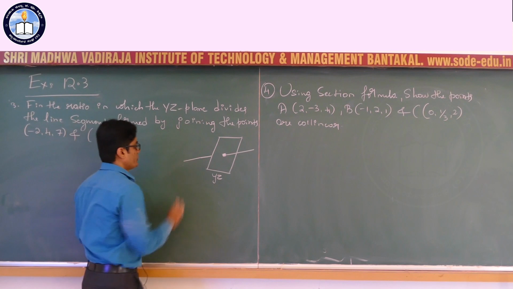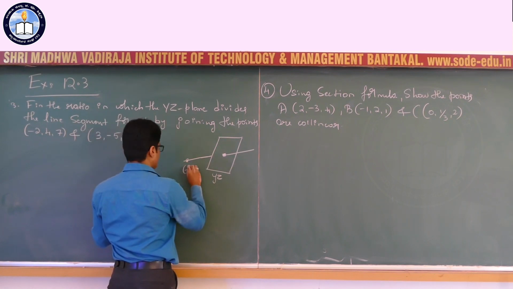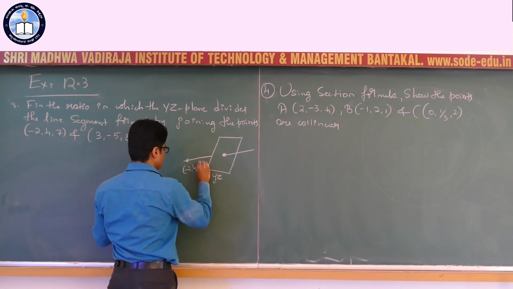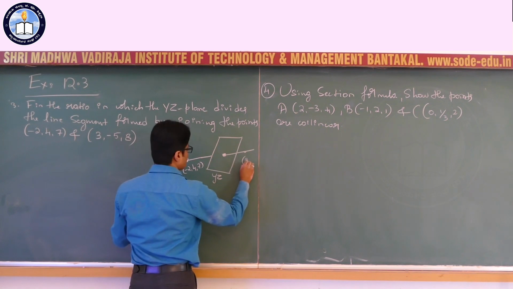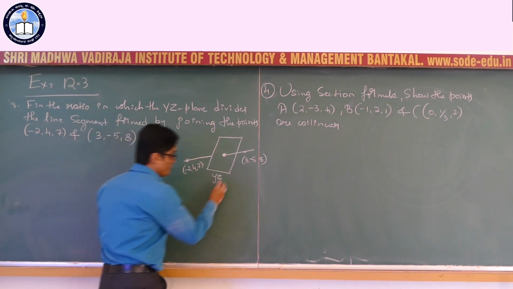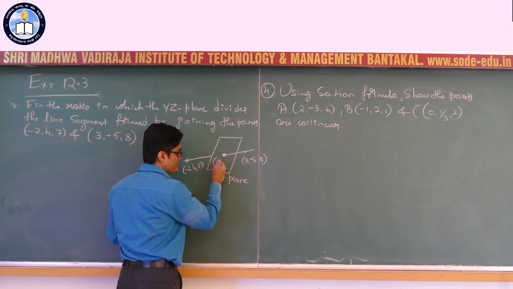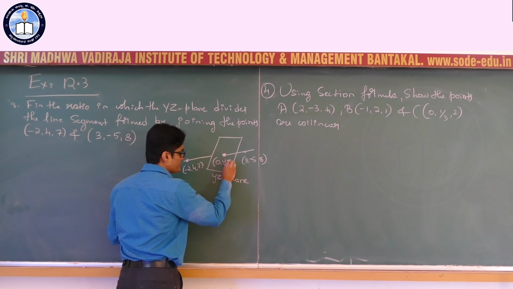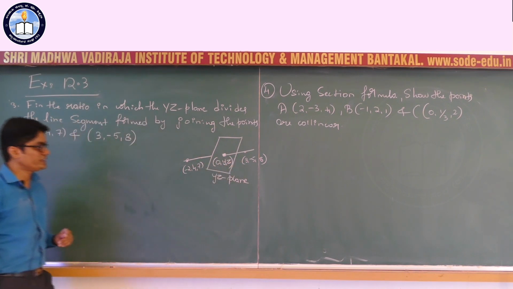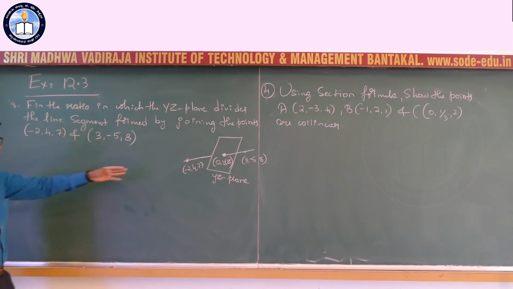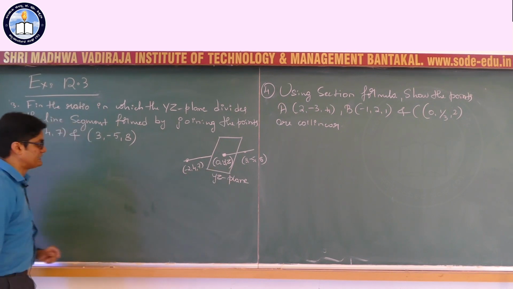Remember that. Okay, so the 2 points on the line are given, minus 2, 4, 7 as well as 3, minus 5, 8. And this is a YZ plane. What is special about the YZ plane? Yeah, its x coordinate will always be 0. So to get the ratio, we are using this special property of the YZ plane.